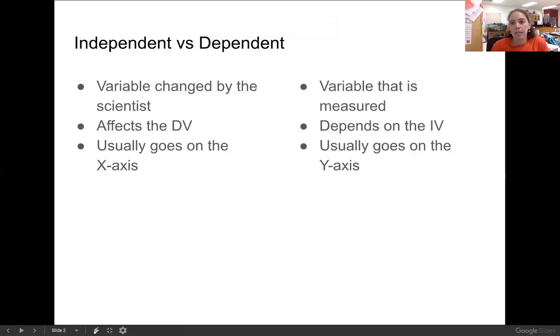We think back to yesterday's FRQ with the rats and the alcohol. The independent variable was the type of fluid. The scientists changed up whether they had water, 1% alcohol, or 5% alcohol. The dependent was the amount of urine produced. That's what was being measured.